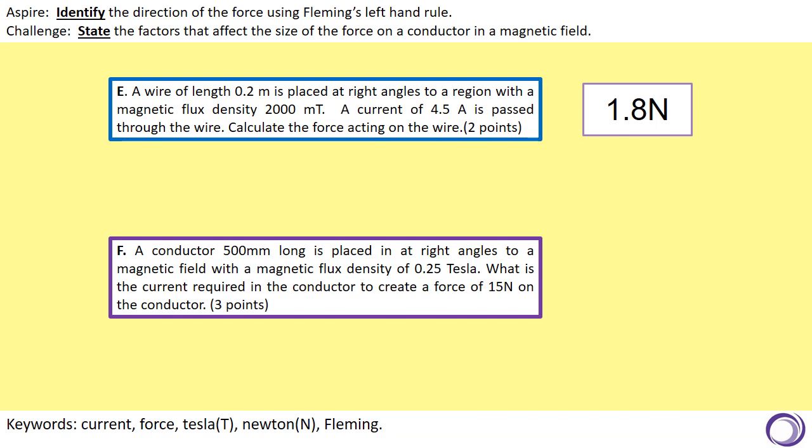And then the last one, you've got a conversion of millimetres. So 500 millimetres, that's half a metre, it's 0.5 metres. Should give you an answer of 120 amps.